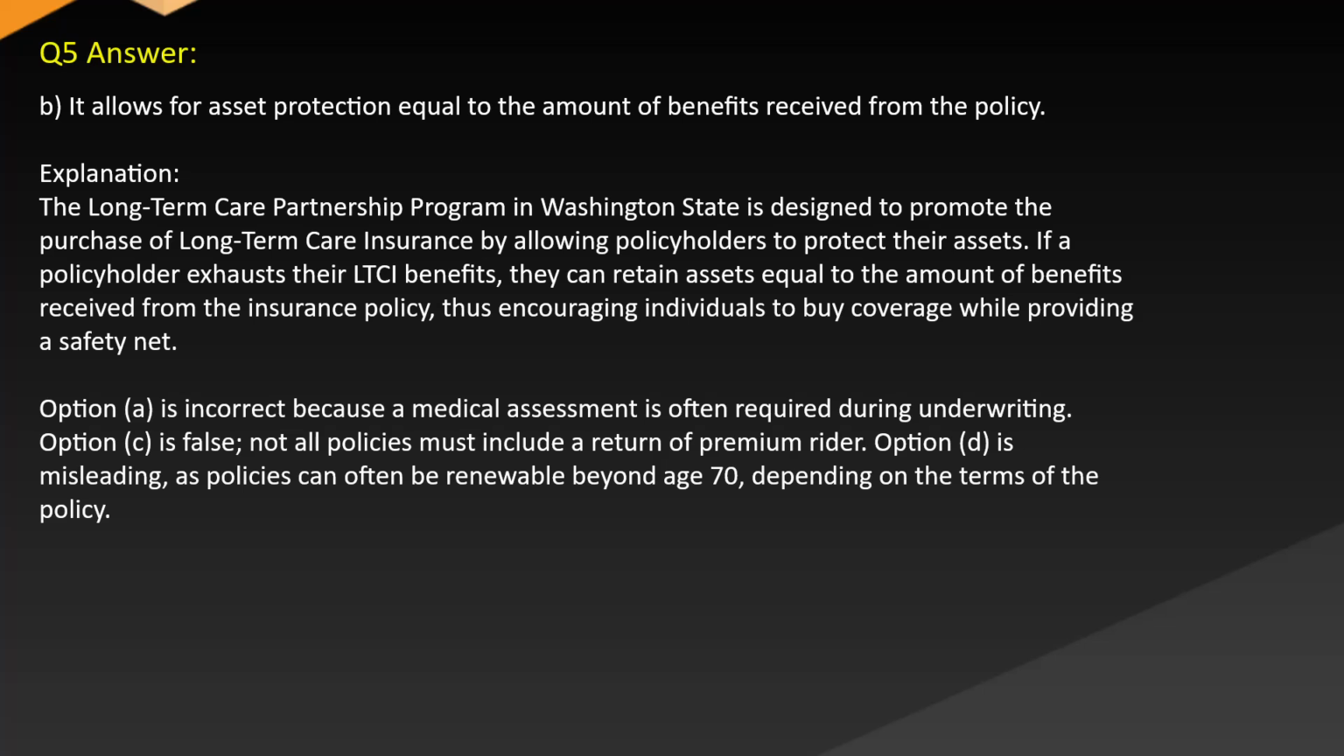Option A is incorrect because a medical assessment is often required during underwriting. Option C is false and not all policies must include a return of premium rider. Option D is misleading as policies can often be renewable beyond age 70 depending on the terms of the policy.